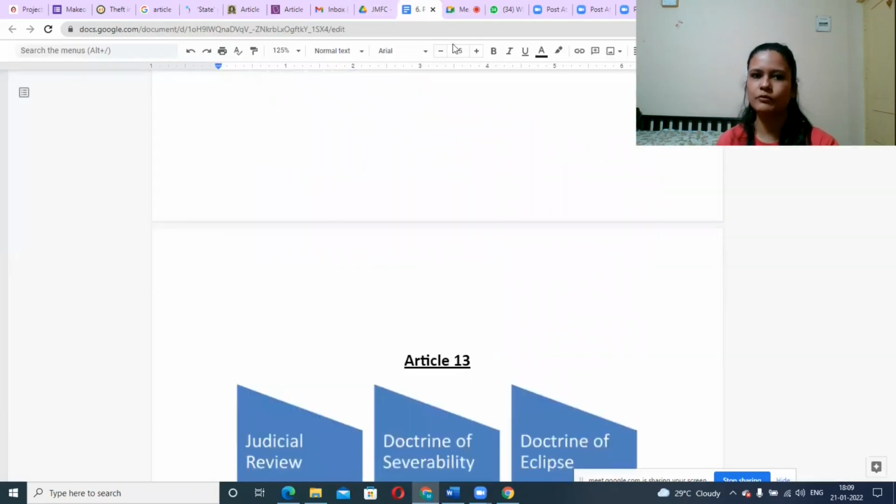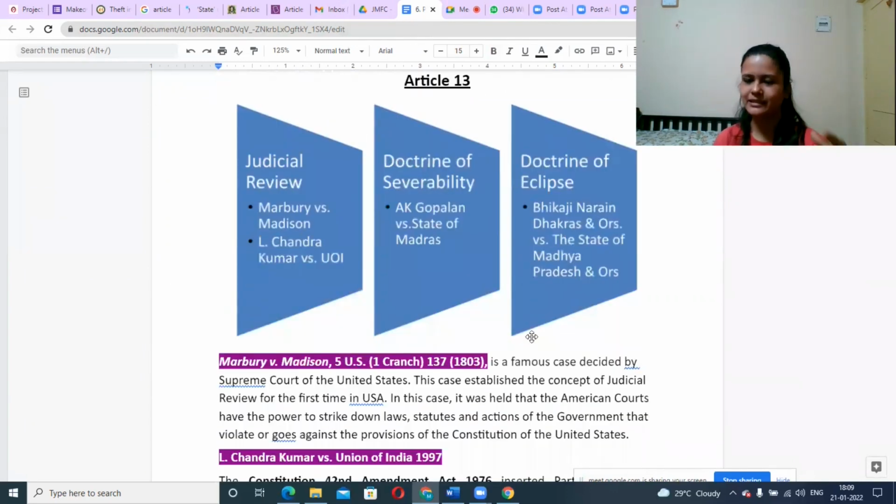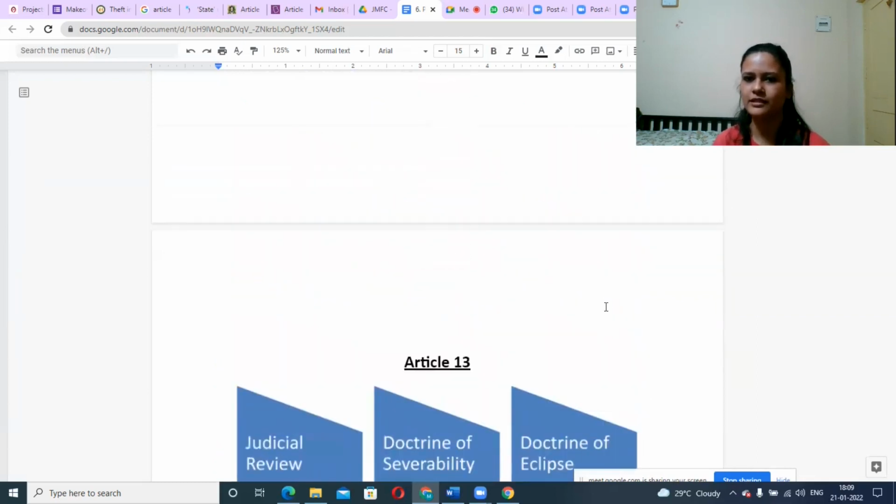All right, so these provisions, Articles 12 and 13, give us an understanding of the entire Part 3 of the Constitution. There are cases which are very important for us to understand the concept. So you can go through these cases and also this part, because it's just three articles which you have in unit 2 of the syllabus. So there may be a question on these things as well. So you can go through the cases as well.